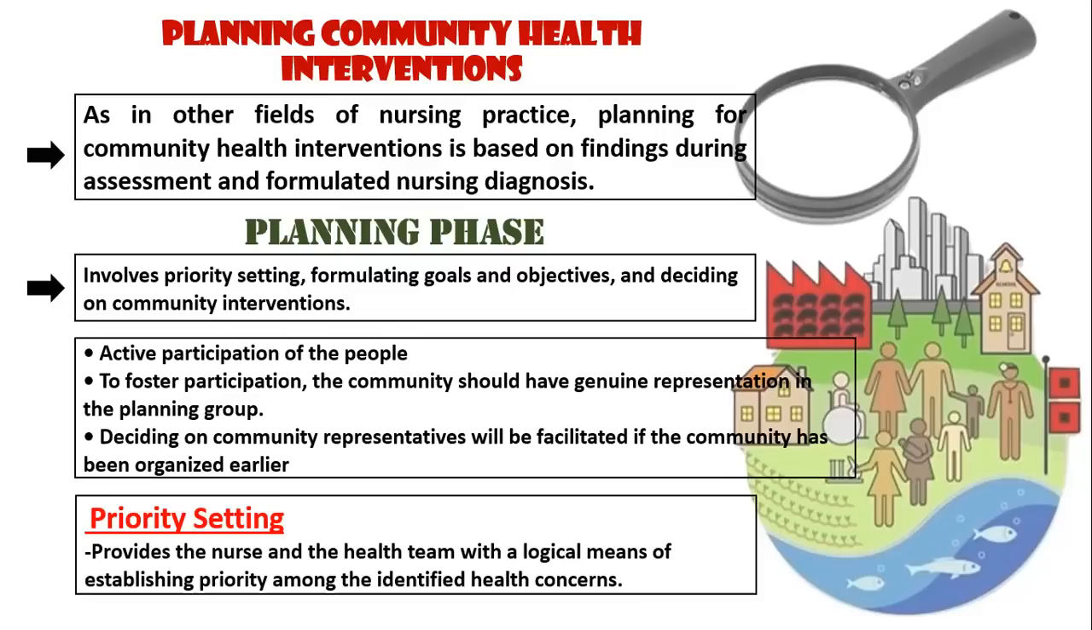Hindi naman natin kayang pagsabay-sabayin na i-resolve yung problem nila. So, kailangan one at a time lang. 'Di ba? One at a time lang. So, kung sino yung pinakamalala, yung sa tingin nila na yun talaga ang problema, siya ang i-prioritize mo. That's why, sa priority setting, dito natin ma-identify kung sino yung bibigyan natin ng pansin, yung ipa-prioritize natin na i-resolve yung kanyang problem.